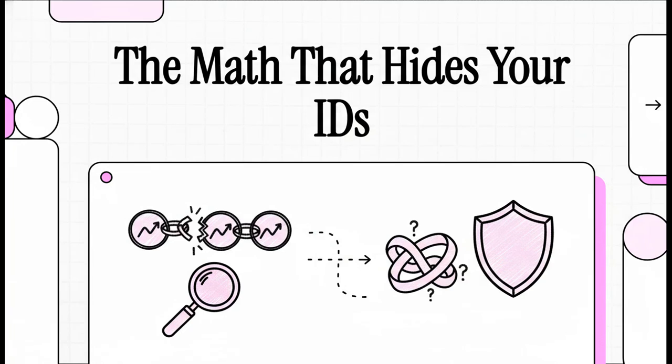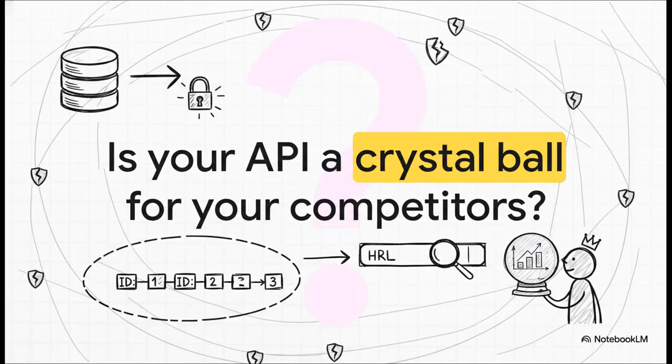Let's talk about something that's probably hiding in plain sight in your APIs. It's a tiny detail that could be giving away your biggest business secrets. I'm talking about your IDs and the secret math that can protect them. I mean, seriously, think about this for a second.